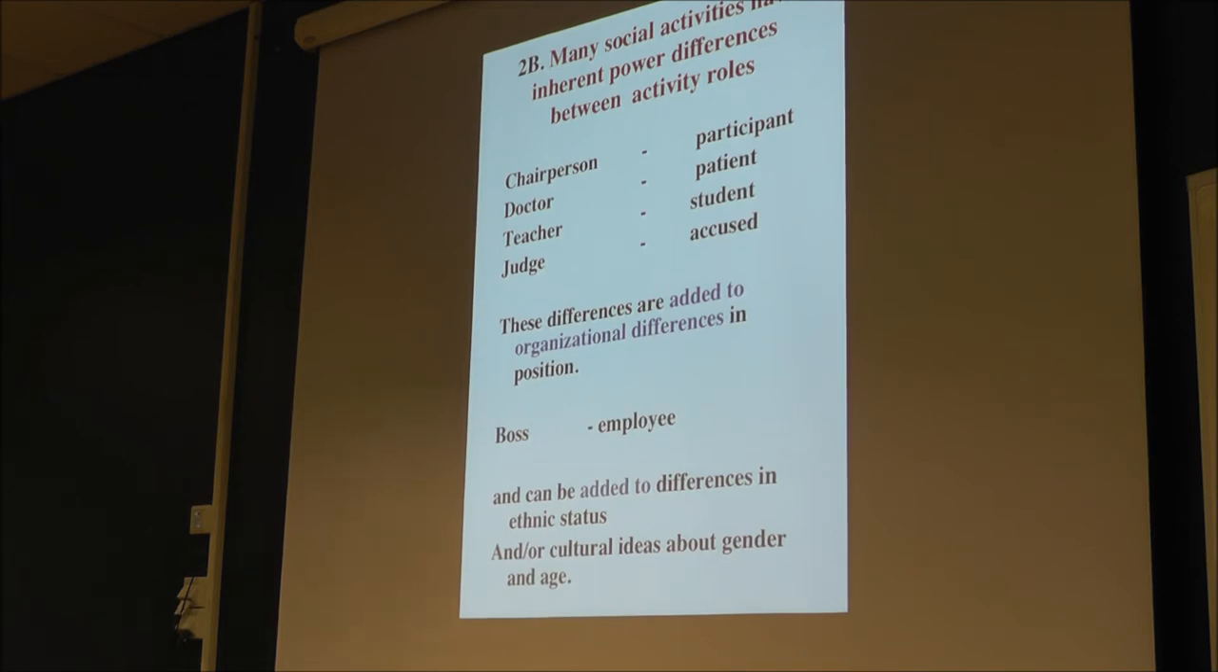And these differences, which have to do with being in a particular social activity, can be added to organizational differences in position. So if we have a formal meeting where the boss is the chairman and the employees are participants, the boss has two sources of power, being the chairman and being the boss. But if we have a formal meeting where one of the employees is the chairman and the boss is a participant, then we have a clash between sources of power, which might be interesting. Because then the boss is going to try to play his power cards, but he isn't really in command, so it'll be more difficult. And so you get more interesting, politically more interesting kinds of maneuvering going on.